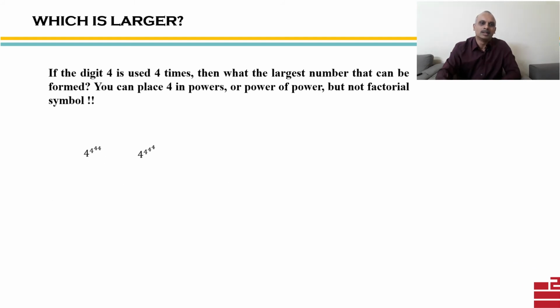so-called two numbers, 4 to the power 4 to the power 44 versus 4 to the power 4 to the power 4 to the power 4. And if you think on previous lines that the largest such number will be 4 to the power 4 to the power 44, because in the earlier example the largest number was 3 to the power 3 to the power 33, then please think again.